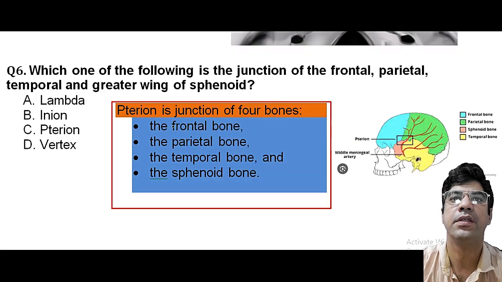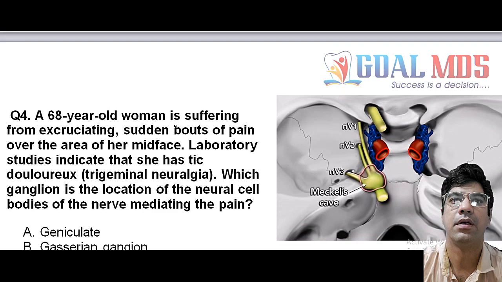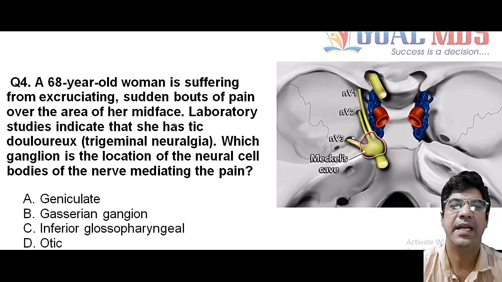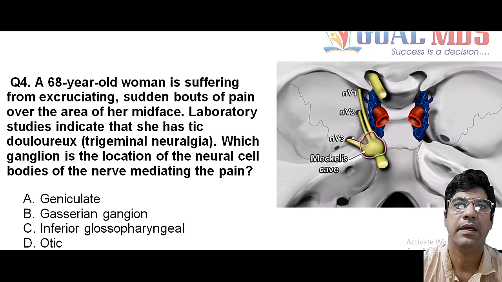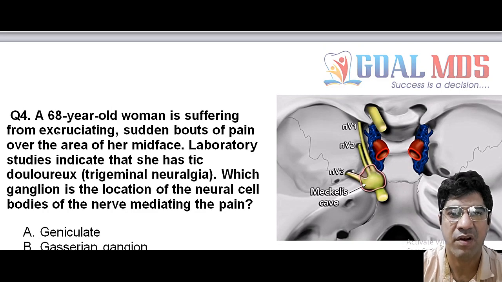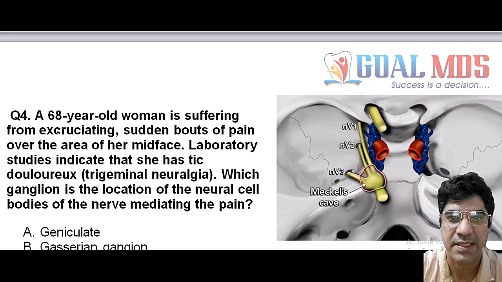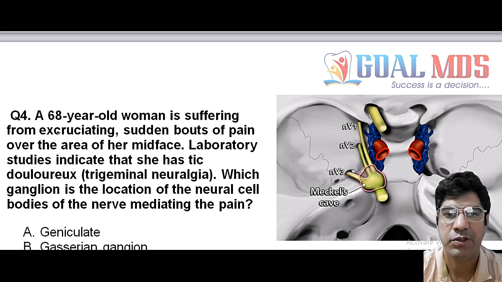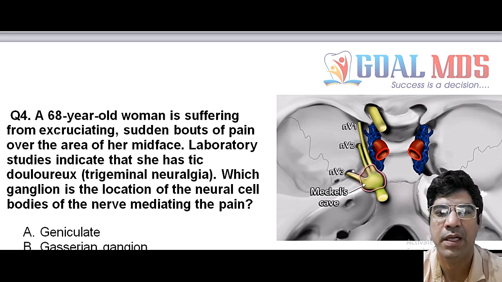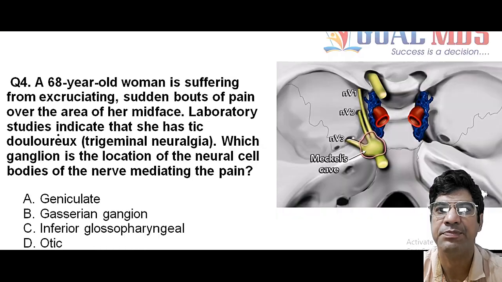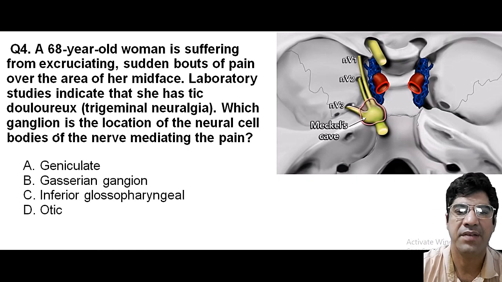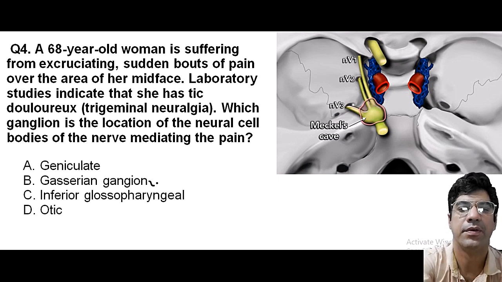Moving to the next question. A 68-year-old woman is suffering from sudden bouts of pain over the area of her midface. Laboratory studies show that she has trigeminal neuralgia, that is the involvement of the trigeminal nerve. So which ganglion is the location of the neural cell bodies of the nerves mediating this pain? Well, your answer here is Gasserian ganglion.